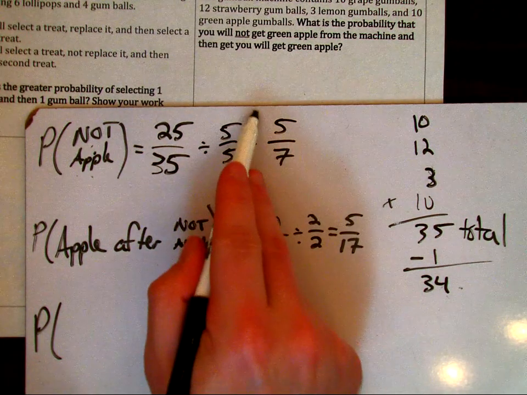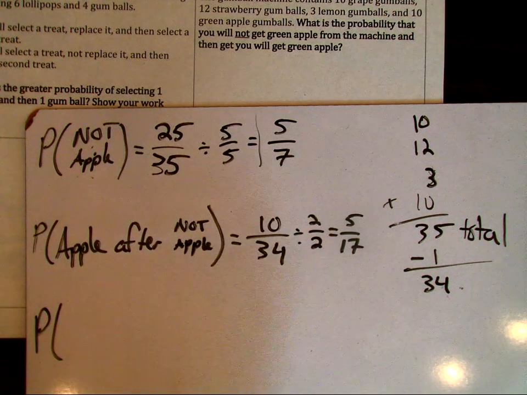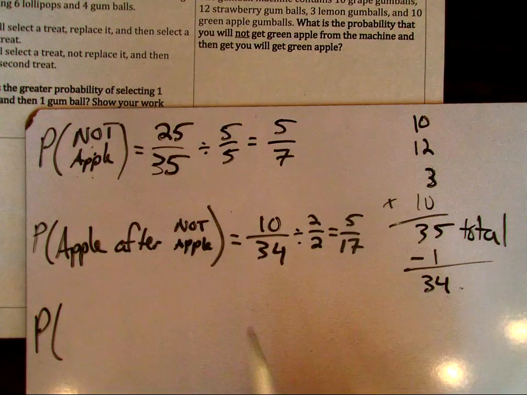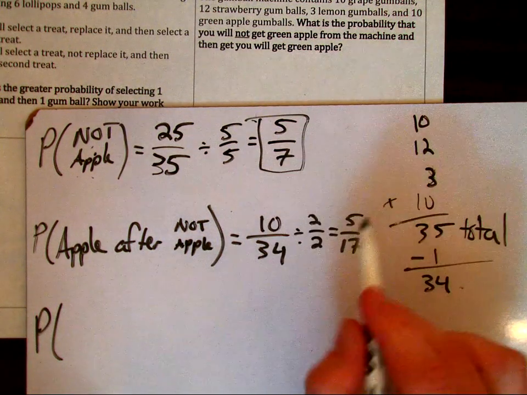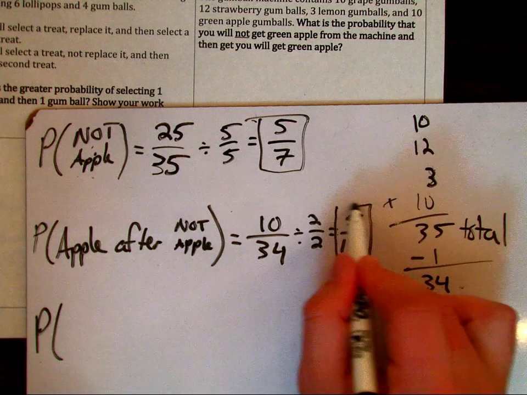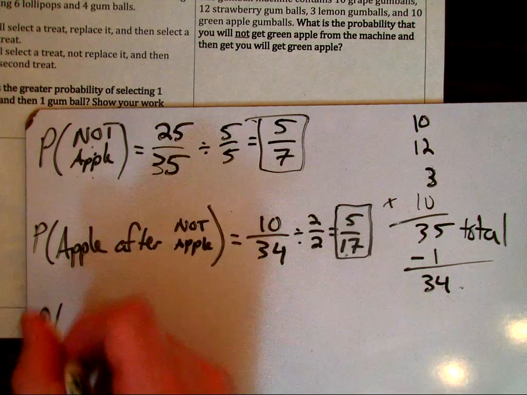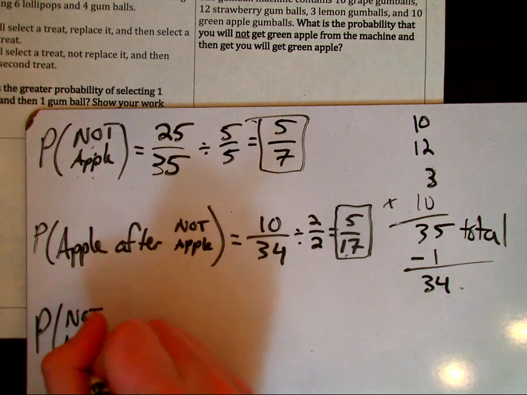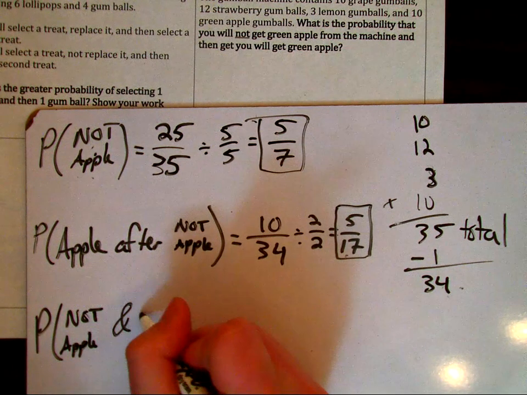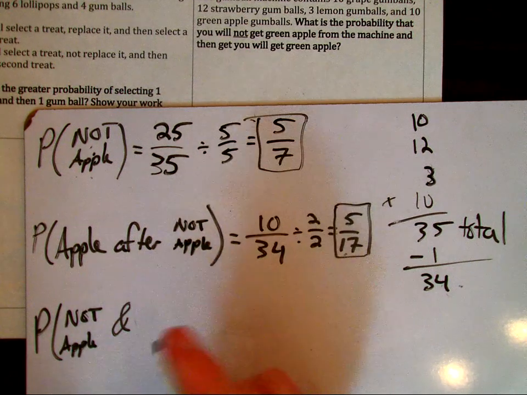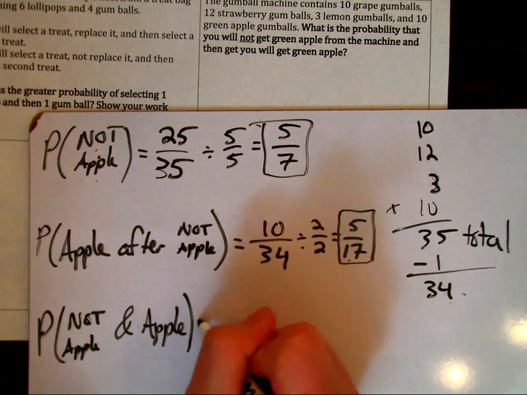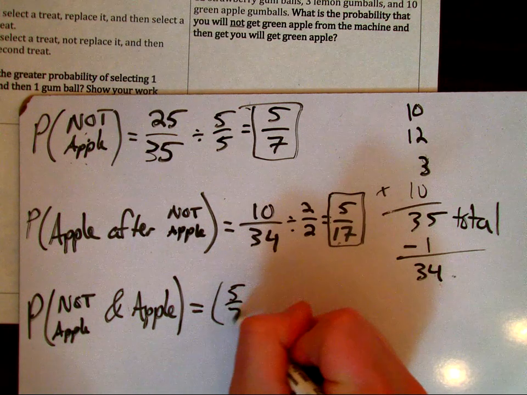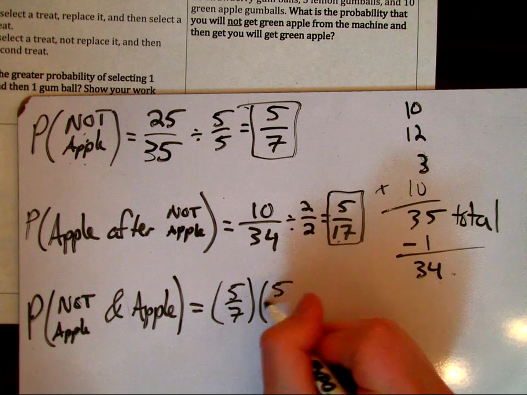So we're going to say this 5 over 7, and 5 over 17, excuse me, is what we're going to have. So we're going to have the probability of not apple and the probability of apple. Let me write it correctly, to be able to multiply those two together. So you have 5 over 7 times 5 over 17.